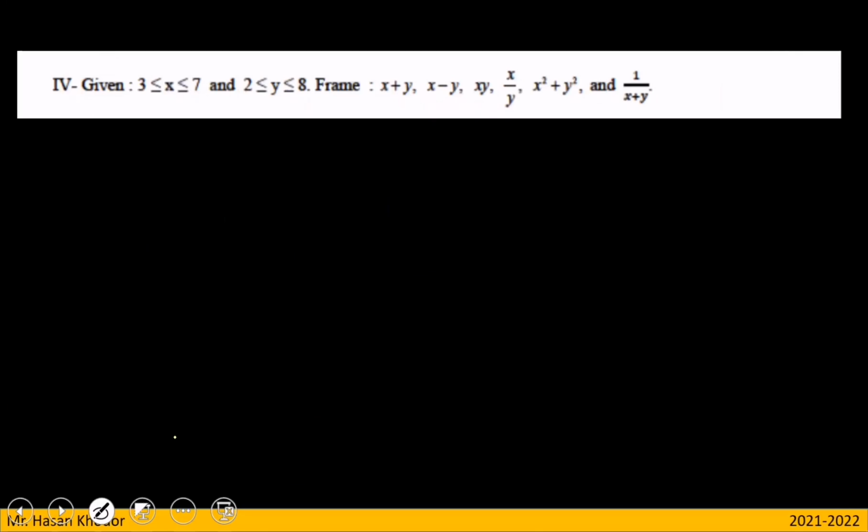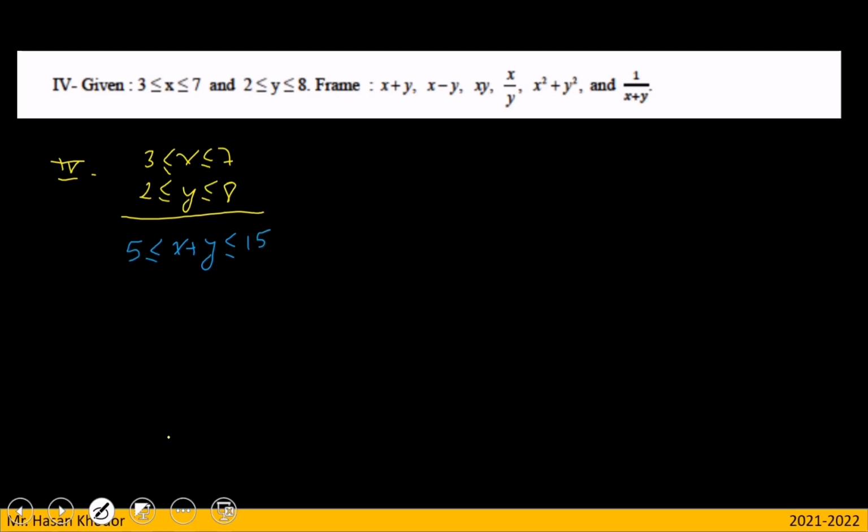to exercise number 4. Here we have to frame some real numbers. Given 3 less than or equal to x less than or equal to 7, and y is framed between 2 and 8, we have to frame x plus y. Easily, when we want to frame x plus y, we add the frames of the other two. So if 3 less than x less than 7, and 2 less than y less than 8, now we add them and we easily get x plus y is framed between 5 and 15.